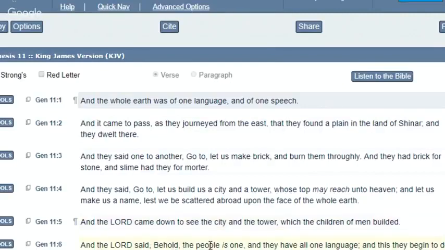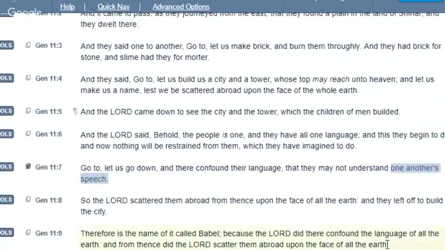And the Lord said, behold, the people is one, and they have all one language. And this they begin to do. And now nothing will be restrained from them, which they have imagined to do. Let us go down and there confound their language, that they may not understand one another's speech. So then when that happened, that's where all the different languages came into being, based off of the Hebrew language.